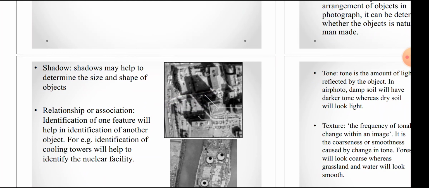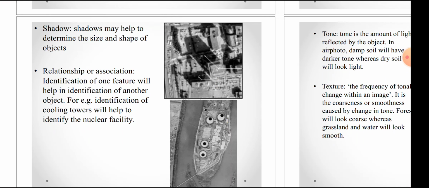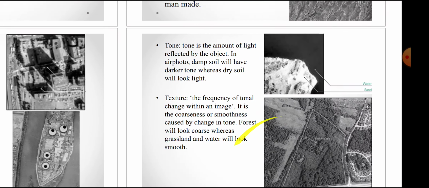Shadows may help to determine the size and shape of objects. Relationship or association: identification of one feature will help in identification of another object. For example, identification of cooling towers will help to identify the nuclear facility.